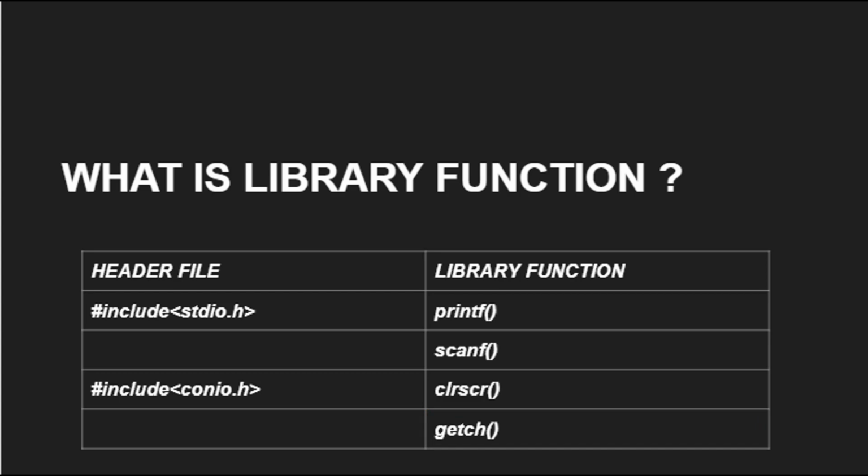In my coming video, I'll tell you the use of these functions. stdio.h is the header file of printf and scanf, and conio.h is the header file of clear screen and get.ch. Third question, why we have to write header file? As I told you in the first question, the header files contain the code for library function. Therefore, if we want to use library function, then we should write header file.